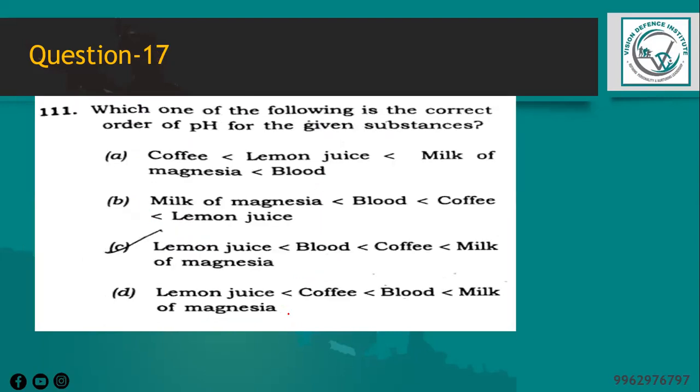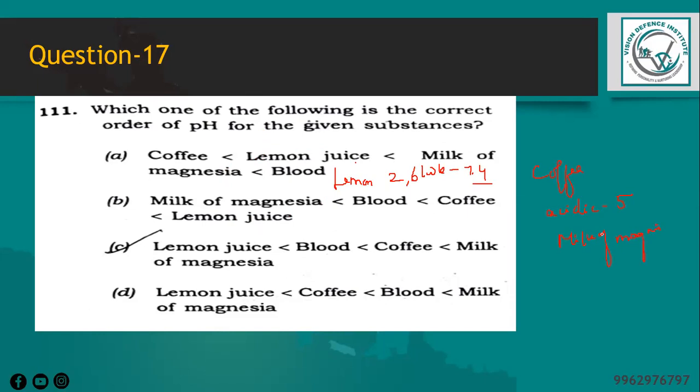Let's see the next question. Which one of the following is the correct order of pH for the following substances? Because we know that lemon juice is acidic with a pH of around 2. Lemon juice, it is 2. And lead is likely to be alkaline, so its pH will be 7.4. And coffee is acidic with a pH of around 5. And milk of magnesia is going to be with a pH of around 10, or it is 14.